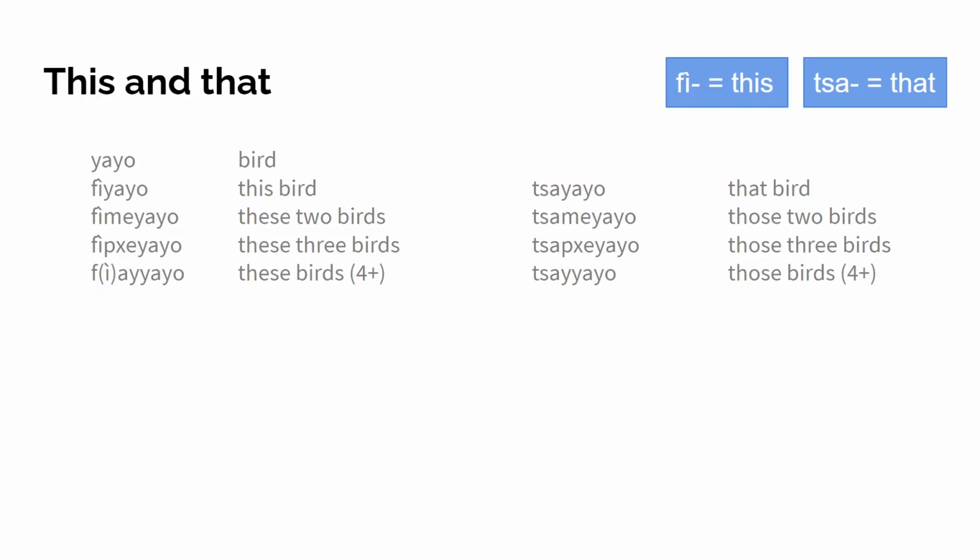Here you see that the za plus the i melts together to zay, and also the fe plus the i becomes fay. With zay it is obligatory, so you always have to say zay yayo instead of za ay yayo. However, with fe it is optional, so you can in theory say fe ay yayo instead of fay yayo, but this is very, very rarely done. So in 99% of the cases, you will hear fay yayo.